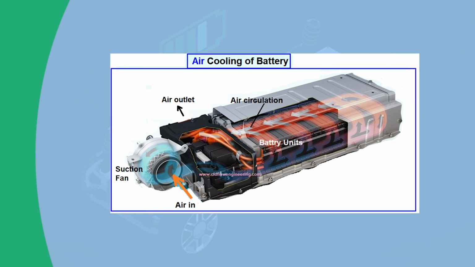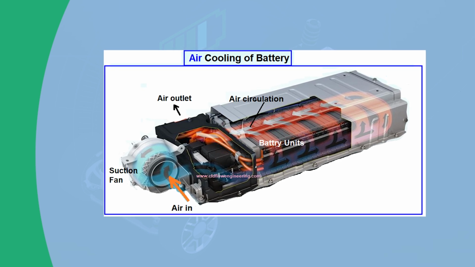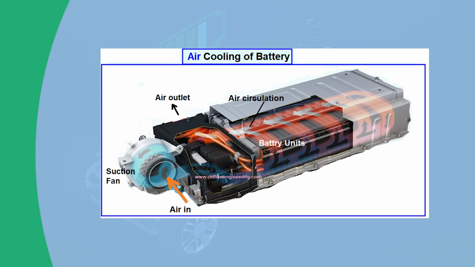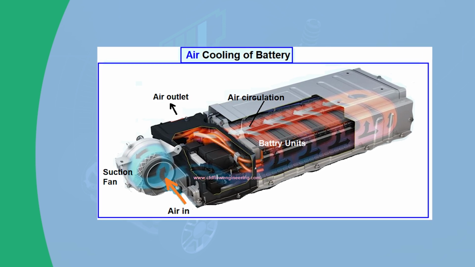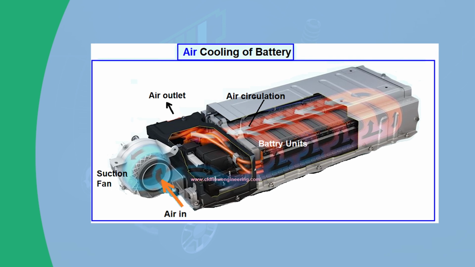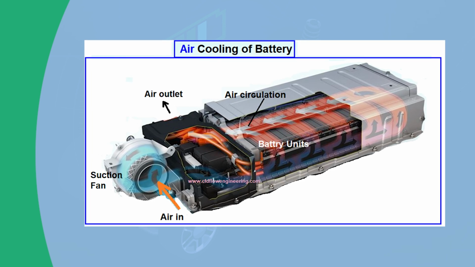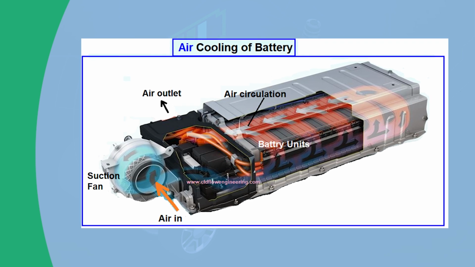So, what exactly is happening here? We have a suction fan. The suction fan sucks the air into the system, and the air which is coming in circulation will be sent out through the air outlet. So, the air will be flowing through the battery units, it gets sucked and it is passed through the outlet.